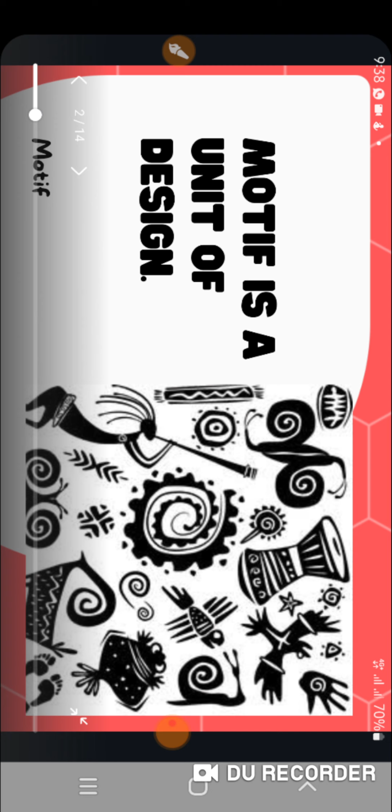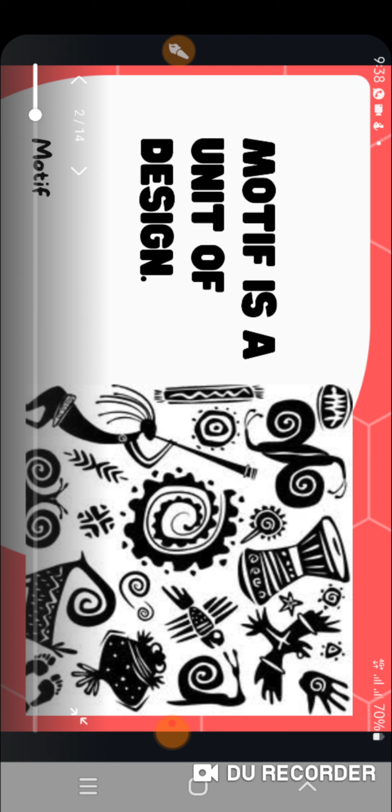Now, when we take one of it and we repeat it several times on a cloth, what will it become? It will become a pattern. I already did the first thing. This is a motif. I want to conclude it. And I said a motif is a unit of design. That means one design. An example of motif again is this.